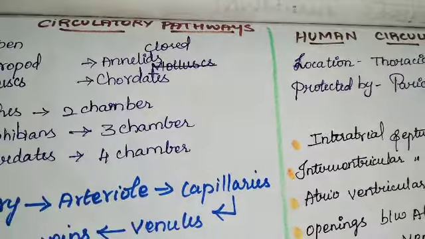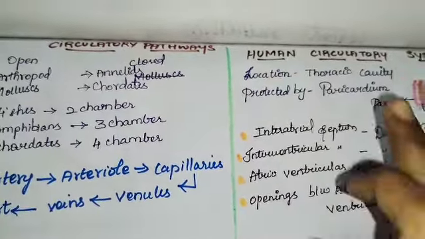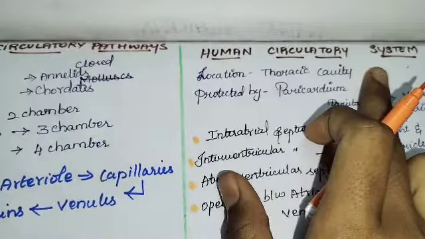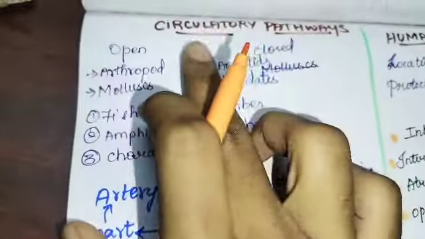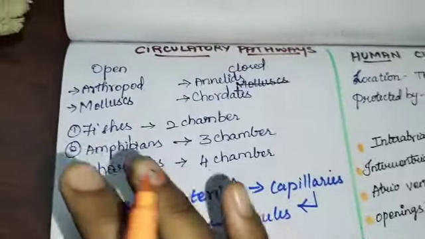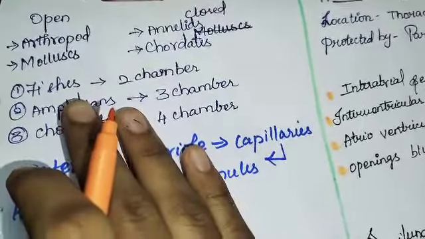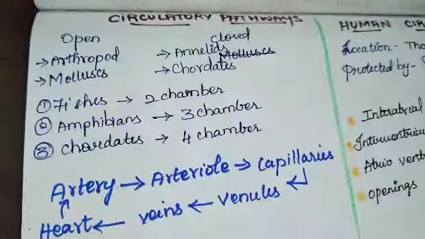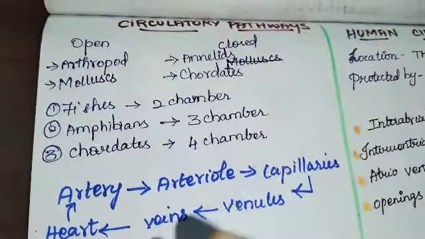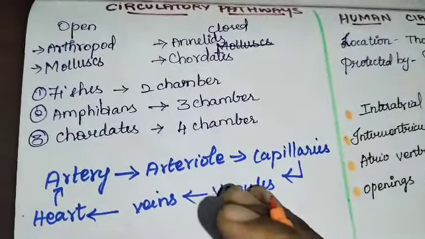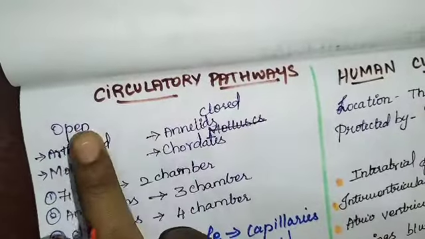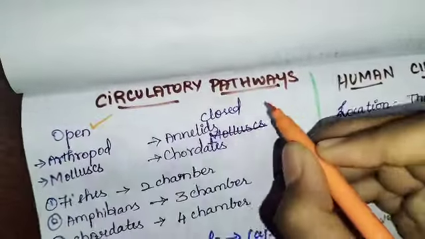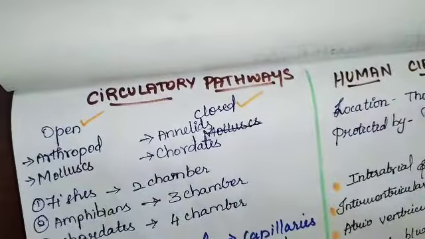Hello students, today we will start with the human circulatory system. Before entering into that, we will deal with something called circulatory pathways. What do circulatory pathways mean? They are the pathways which carry substances from the heart to other parts of the body. Circulatory pathways are of two types: open circulatory system and closed circulatory system.